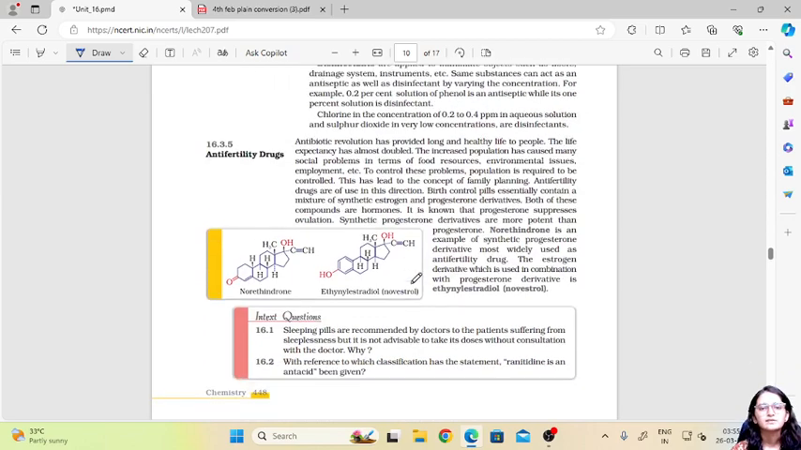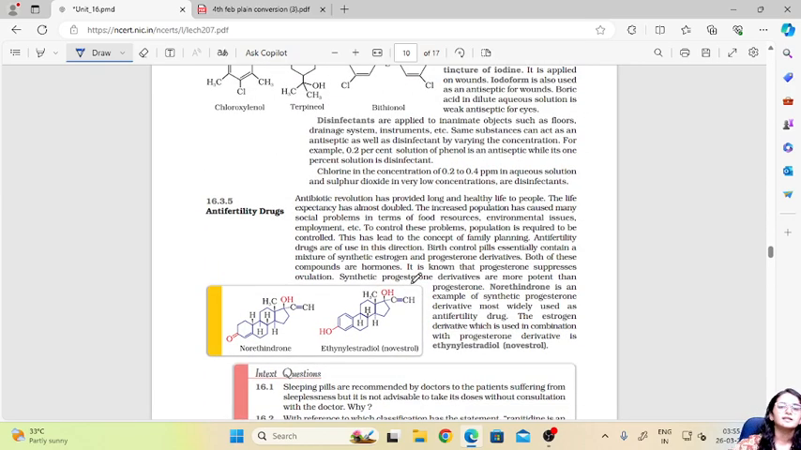And next we have disinfectants. Now these are exactly opposite to the antiseptics, but only in one case, that is, they are applied to non-living things or inanimate objects, such as floor, drainage system, instruments. Some substances act as an antiseptic as well as a disinfectant. So 0.2% solution of phenol is an antiseptic, while 1% is a disinfectant.